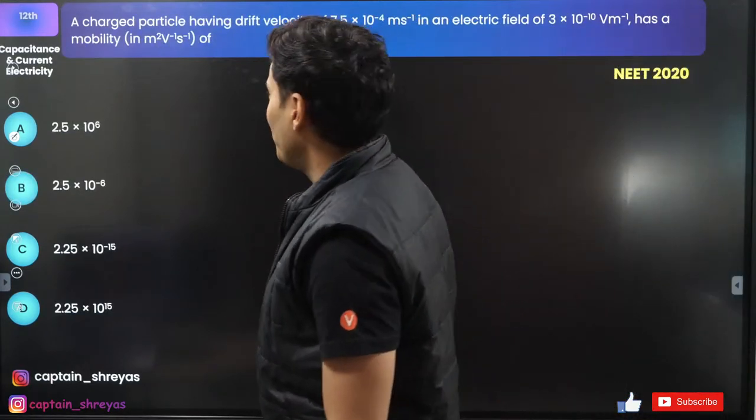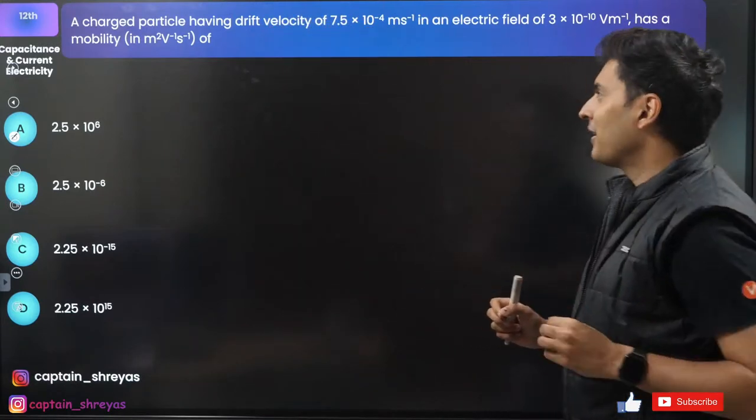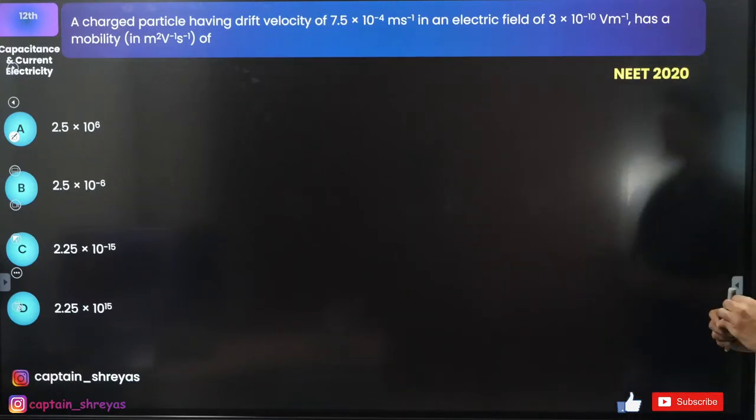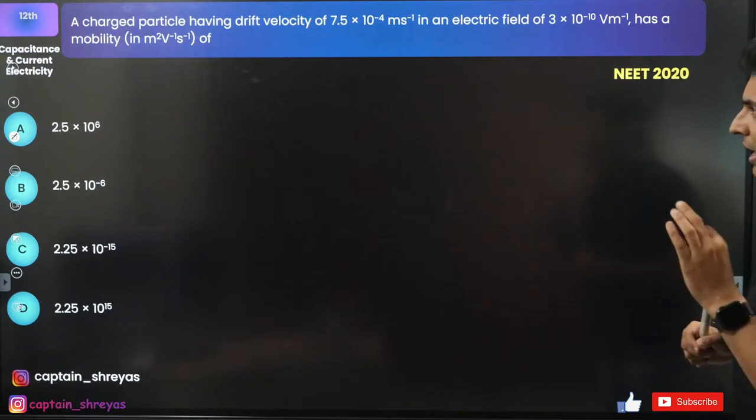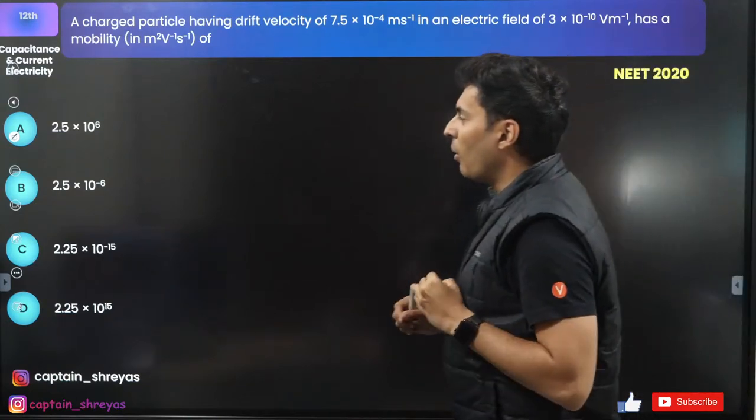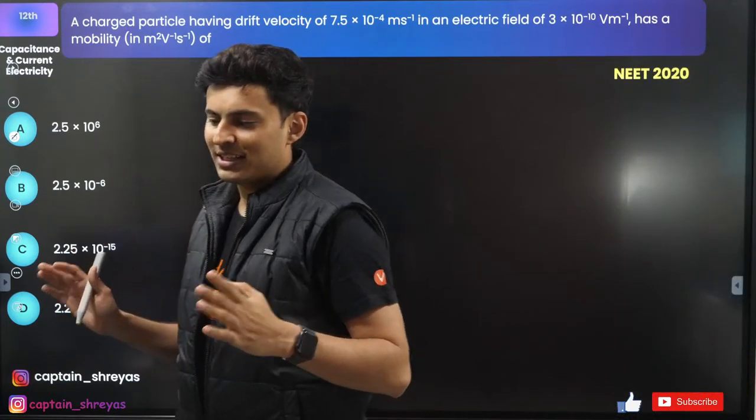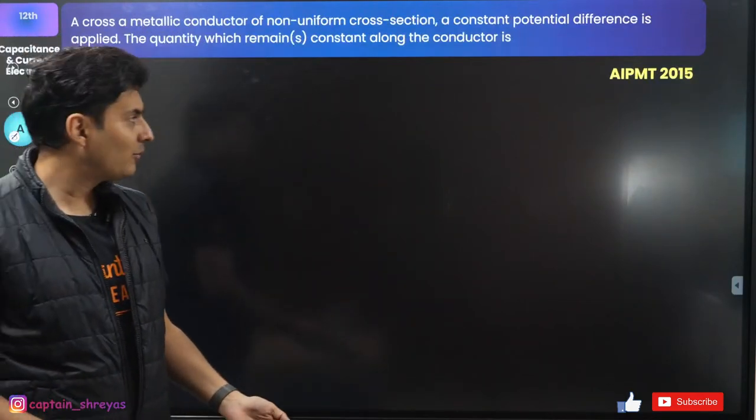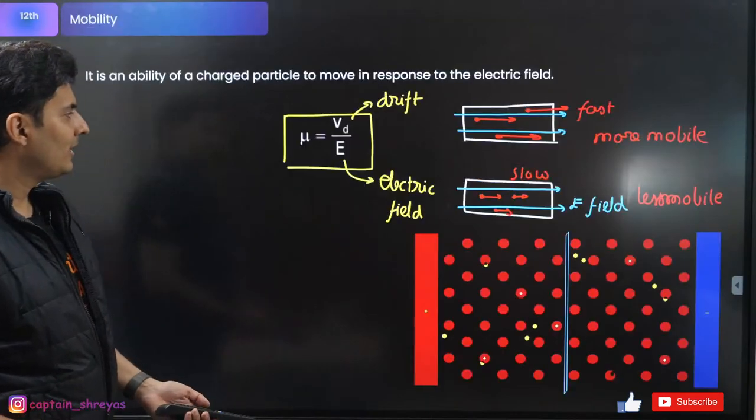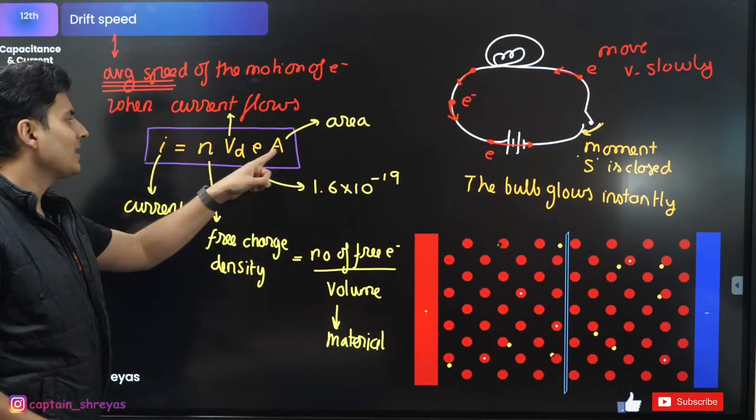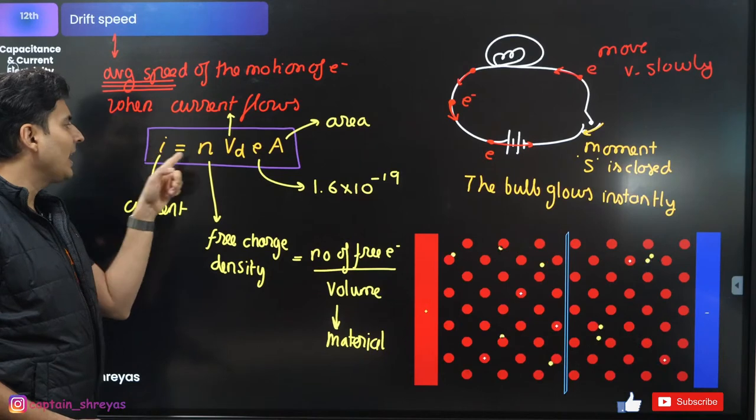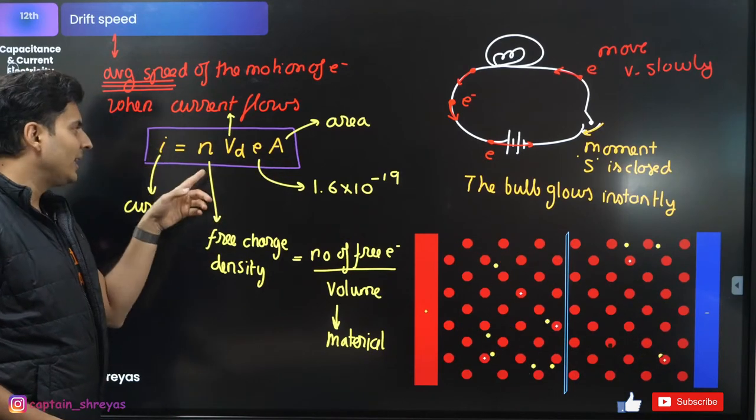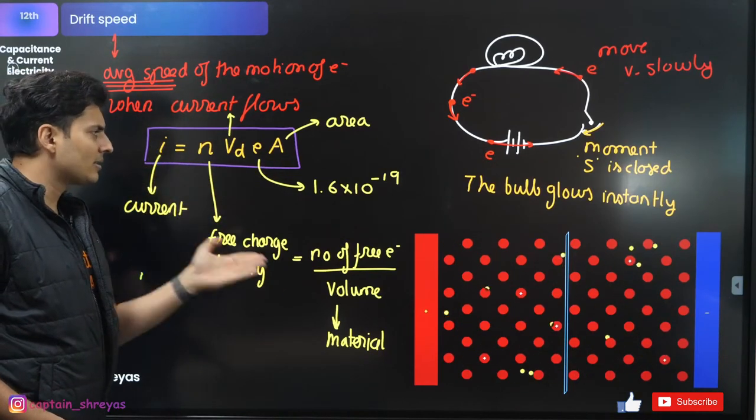Next question up on your screen. There is a charged particle having a drift speed and electric field. Then what do you think is the mobility? SI units, everything is in SI units. How is drift speed affected by area? Look at the formula, bacha. Drift speed is affected by area. Vd will be I by NEA. So current is the same, N is constant, E is constant.